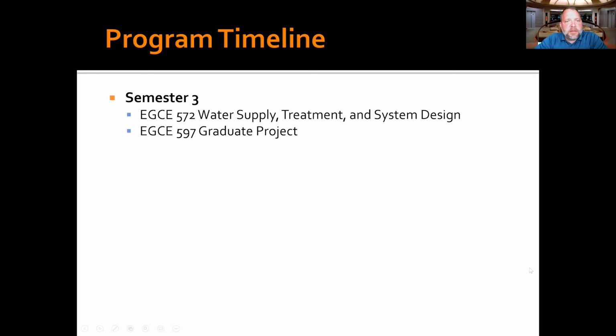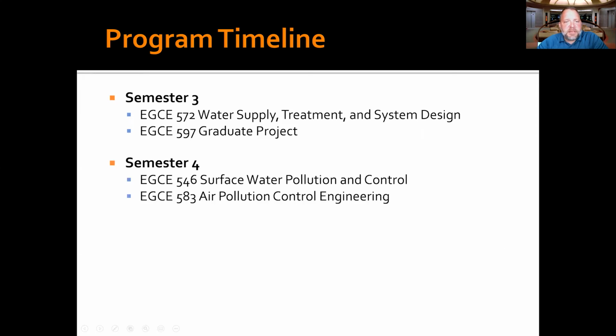In your 3rd semester, technically your 4th semester, so in your 2nd fall semester, you will take EGC 572 and 597. I'm going to talk more about the graduate project coming up because that's one that people often have questions about. And then in your very last semester, you will take 546 and 583, surface water pollution and air pollution control.